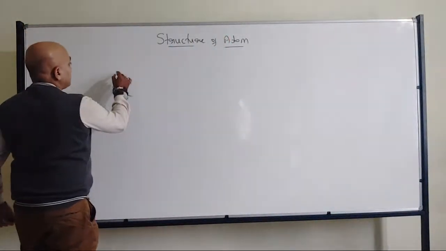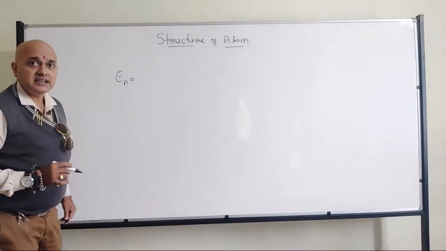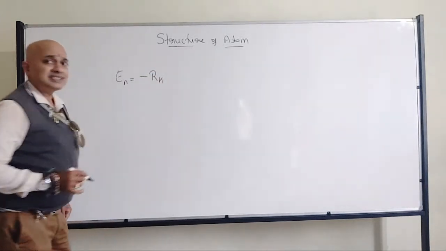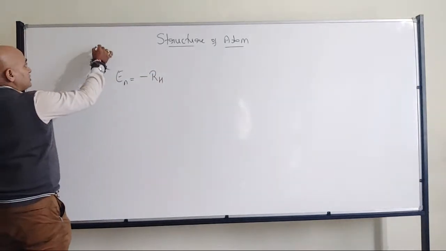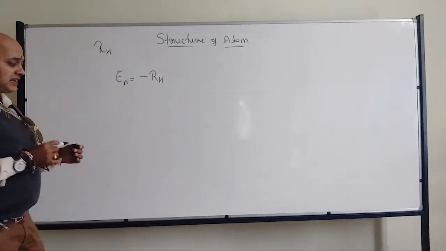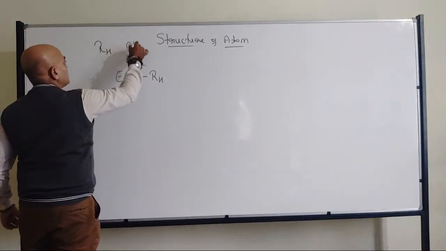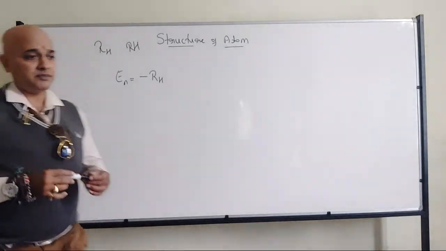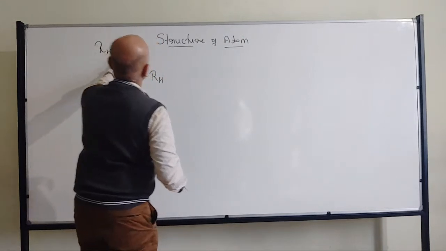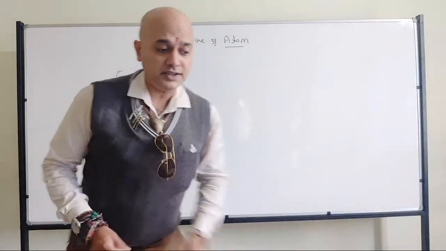Equation will be En is equal to minus RH. Please remember, if you observe the RH, I have written capital R, and subscript will be capital H. You should not write RH like this. Okay, it's not acceptable. So that's where we have the RH, Rydberg's constant.